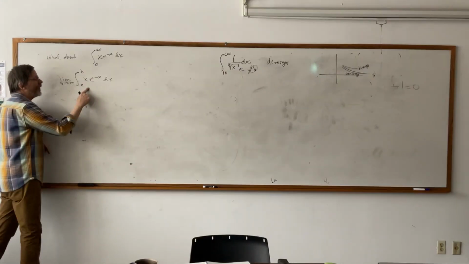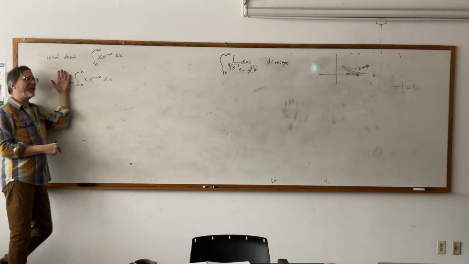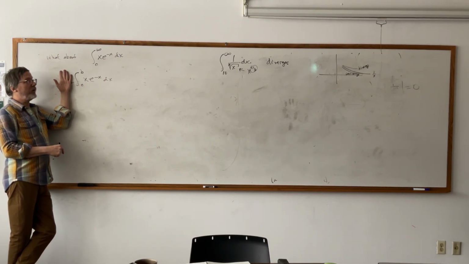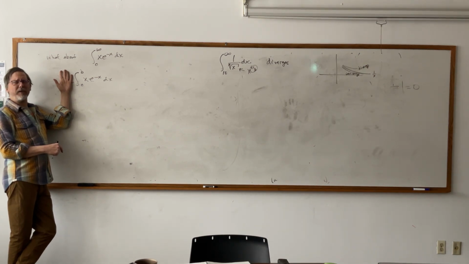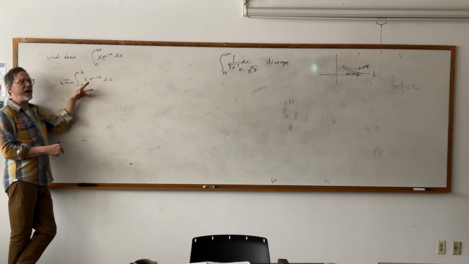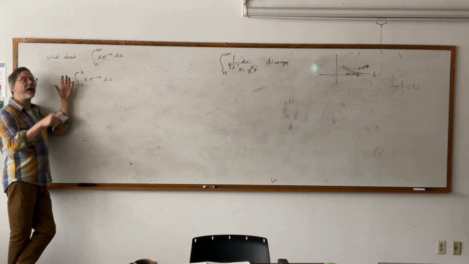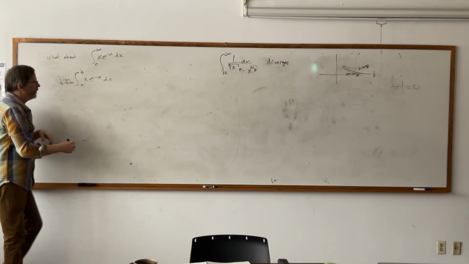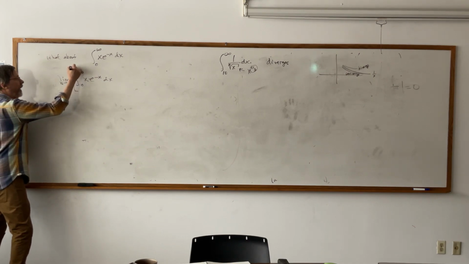Can you do this one for me, please? How would you do this integral? Power rule? Or the one that pertains to e? What technique of integration do we use to do x times e to the negative x? Product. By parts? Parts, yes. So we've got a product, so parts. Let's do this by parts, and then we'll worry about the limit together. But can you do that integral?